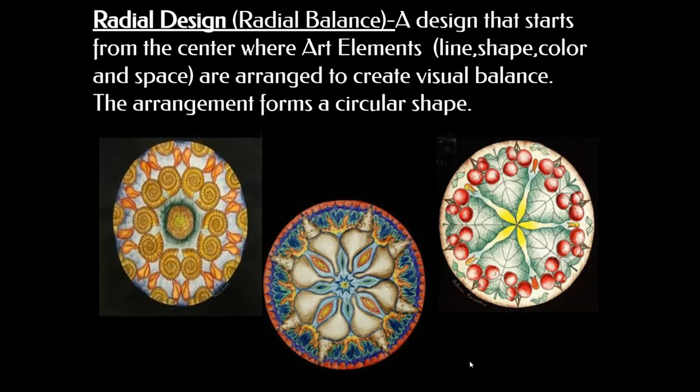Radial design or radial balance is a design that starts from the center. Art elements such as lines, shapes, colors, and space are arranged to create visual balance. The arrangement forms a circular shape or design.